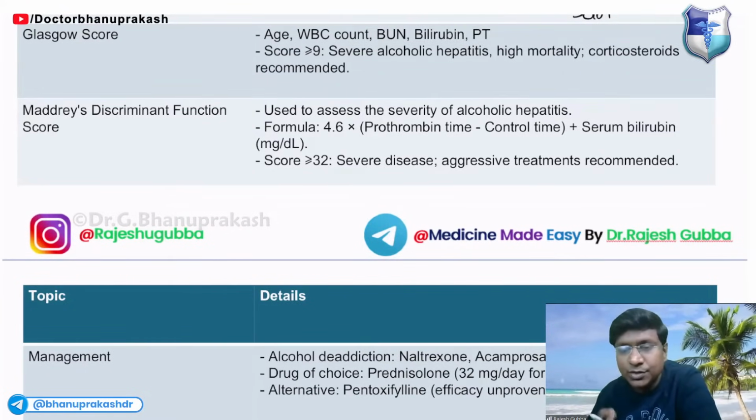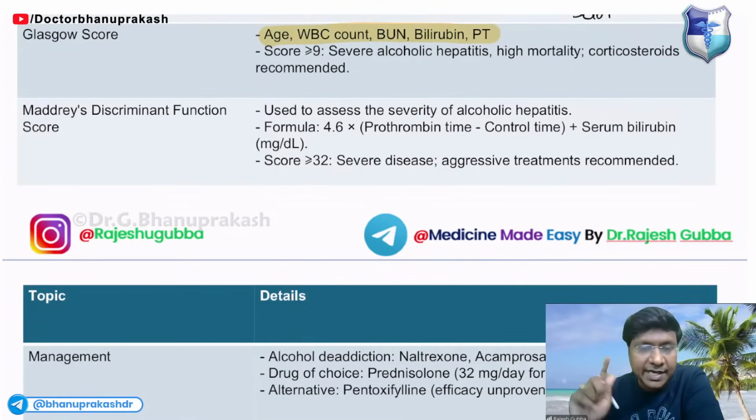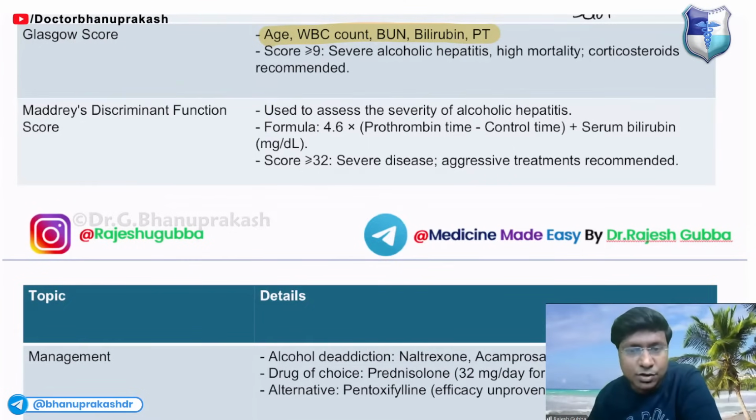Now, apart from this, another important scoring system is the Glasgow score. Right? Now, what is this particular Glasgow score and what are the parameters in this Glasgow score? Yeah, please make a note of it. Age, WBC count, blood urea nitrogen, bilirubin, as well as prothrombin time.